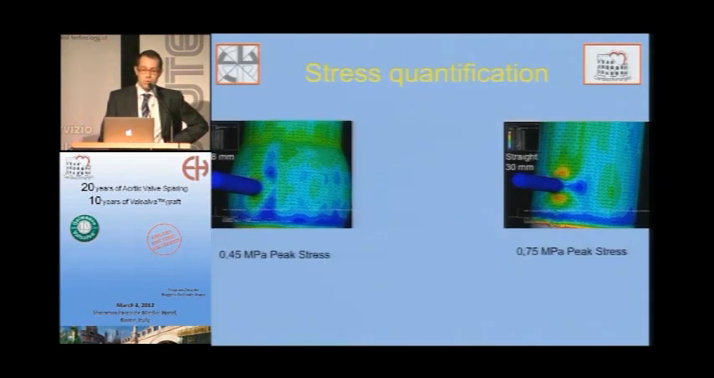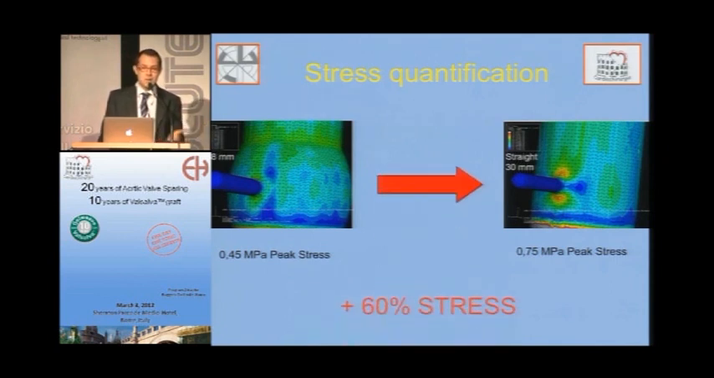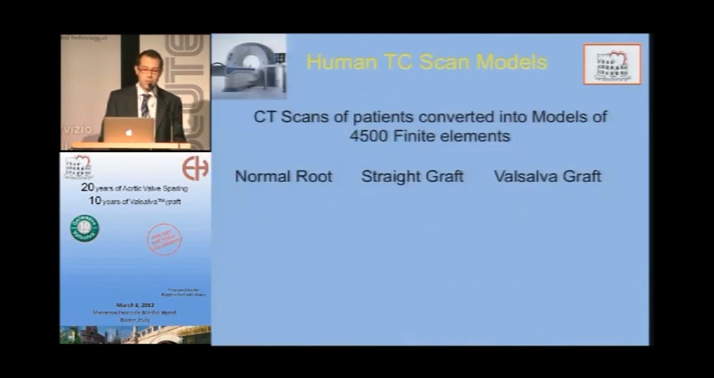Remember the color code. To make a complex story short and simple, we have a Valsalva configuration on the left with 0.45 megapascal peak stress, and we have a straight graft configuration on the right, which is 0.75 megapascal peak stress. Who the hell cares about what a megapascal is, actually? But it means there is 60% more stress to perform a reimplantation or a Bentall procedure with a straight graft than with a Valsalva graft.